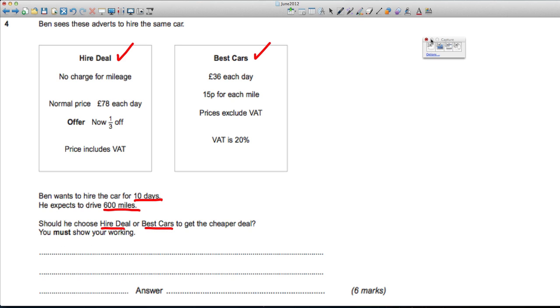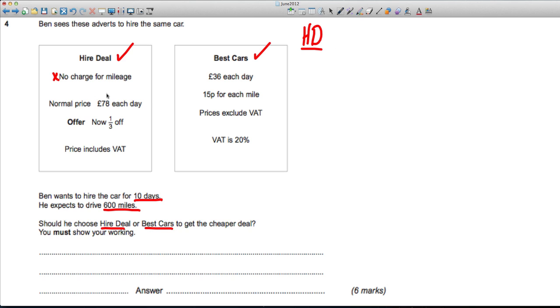Show you're working. Okay, 6 marks here, so let's write everything down. Let's firstly deal with Hire Deal and work out the cost. Now, he expects to drive 600 miles. There's no charge for mileage, okay? And the normal price is £78 each day, but now you get a third off, and the price includes VAT.